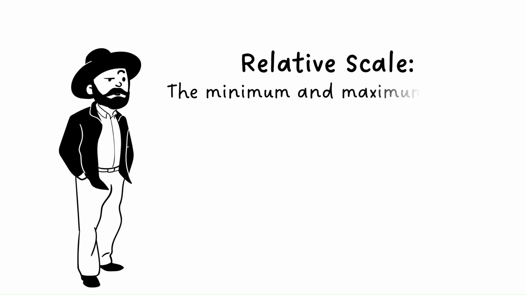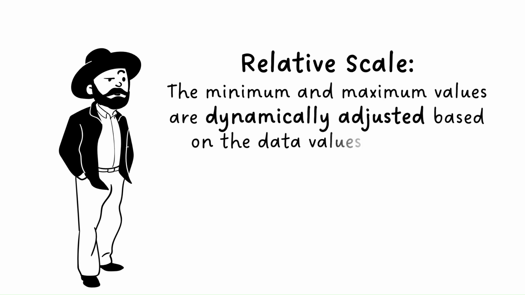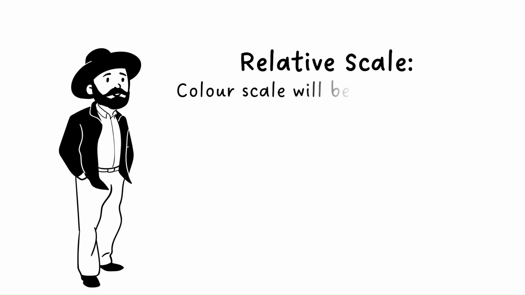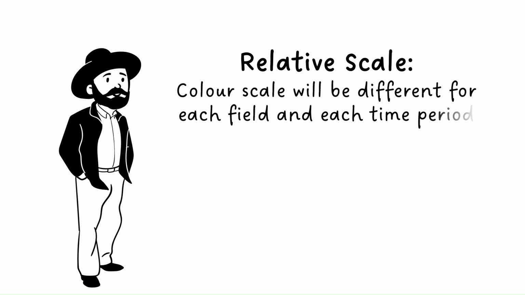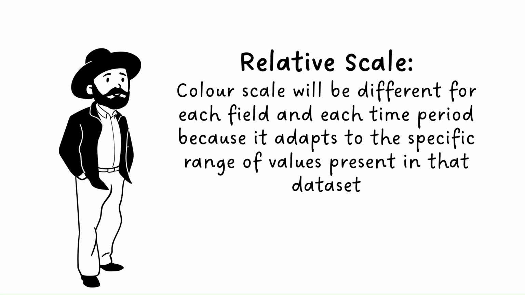Here, the minimum and maximum values are adjusted dynamically based on the data for the specific field and time period you selected. This means that the color scale will be different for each field and each time period because it adapts to the specific range of values present in that dataset.